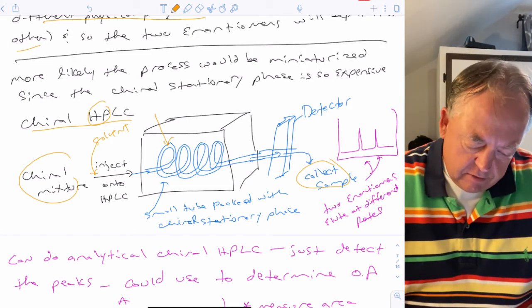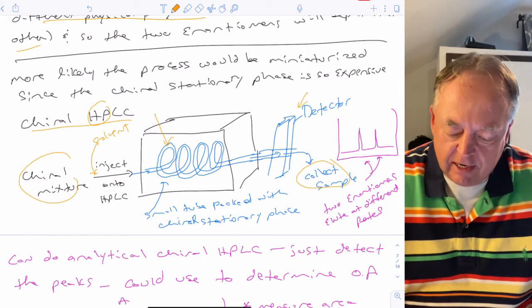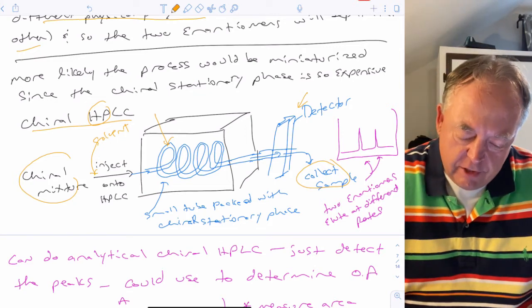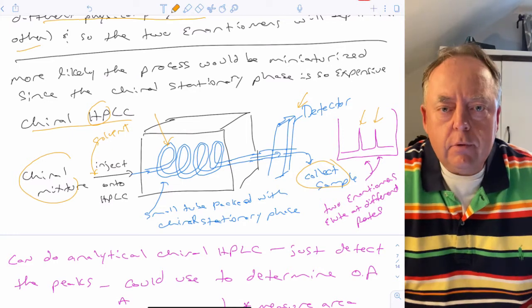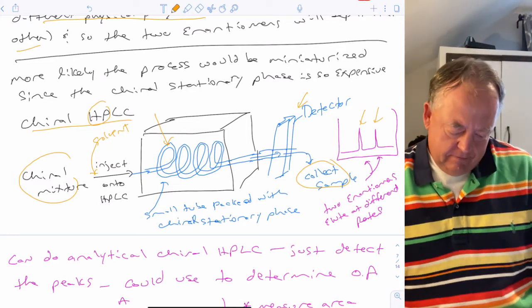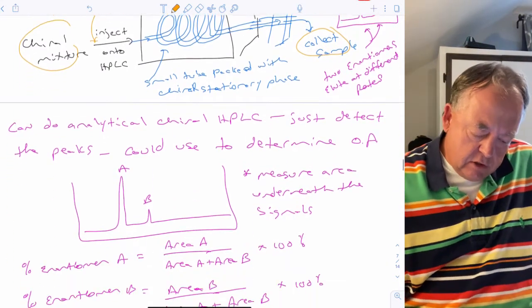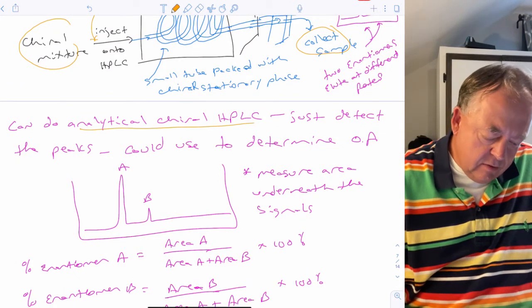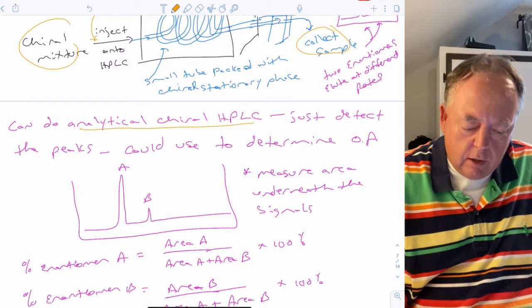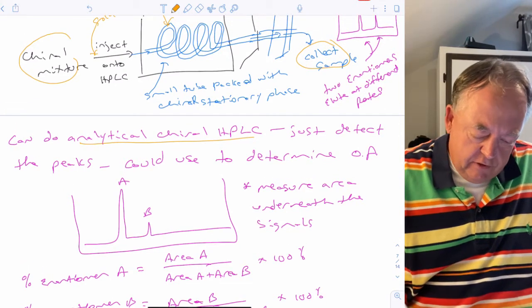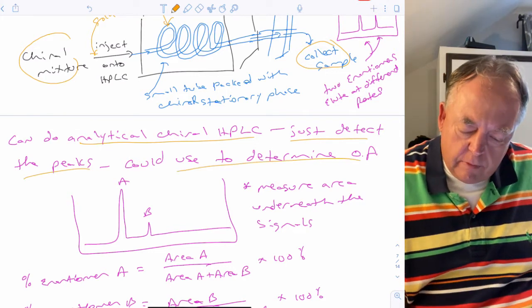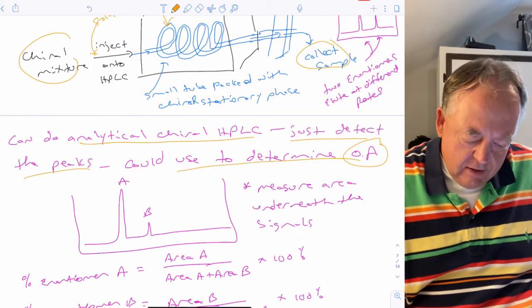And then typically this could be automated, hooked up with a detector, so that if your compound had a chromophore in it, when it comes off the column, you're going to get a peak, so you know when your samples are coming off the column. So you could do this using what's called an analytical column, or you could do it using what's called a prep column, which would be bigger. So if you do analytical, you just want to detect the peaks, and you could use that to determine the optical purity of a sample, right?